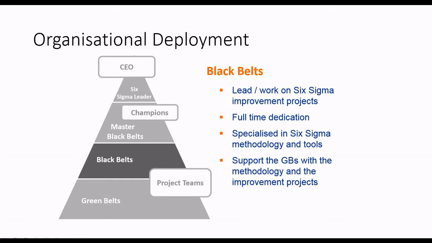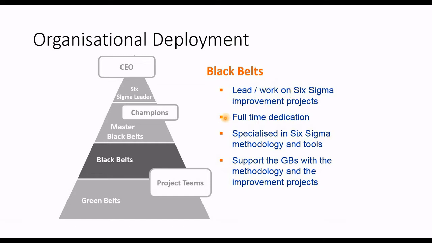Coming to the role of black belts. The black belt role is to either lead or work on a black belt Six Sigma improvement project. So that means either he will be an action leader of a black belt Six Sigma project, or he will be a team member in a black belt Six Sigma improvement project.